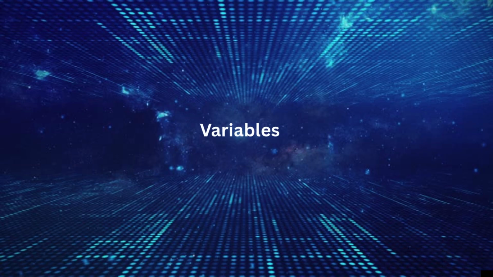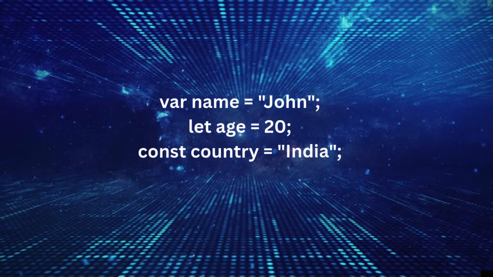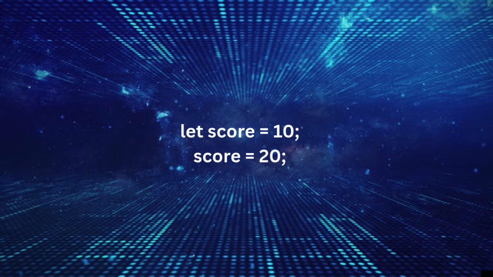Now let's talk about variables. Variables are used to store values. In JavaScript, we create variables using var, let, and const. Let me show you an example. Var is the old way and is not used much now. Let is used when the value can change. Const is used when the value should not change. For example, this is allowed, but if we try to change a const, it will give an error.